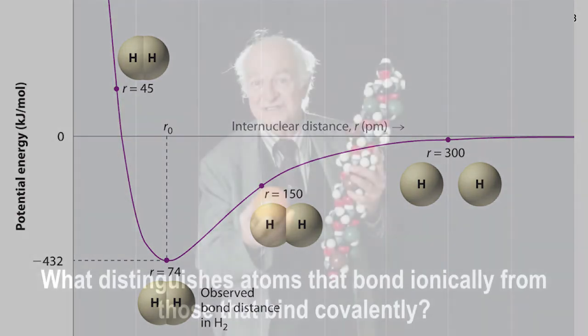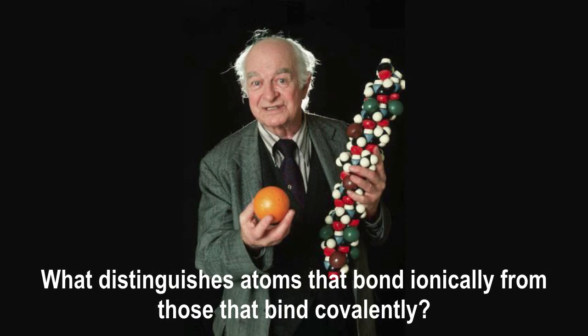Now, here's a picture of Linus Pauling, famous guy that figured out a lot of this stuff. And the question is, what distinguishes atoms that bond ionically from those that bond covalently? He's famous for being an advocate of vitamin C. That's why he's holding the orange. He's also famous as one of the searchers for the structure of DNA, and he did a lot of the basic physics and chemistry to figure it out. Now, he didn't discover it. It was those other two guys that I never named.